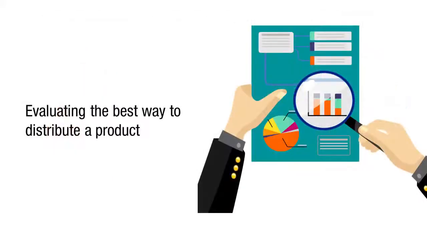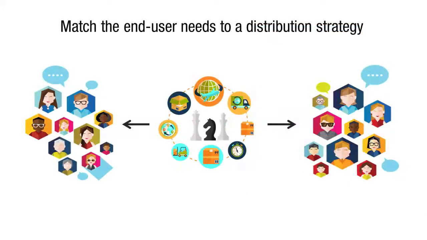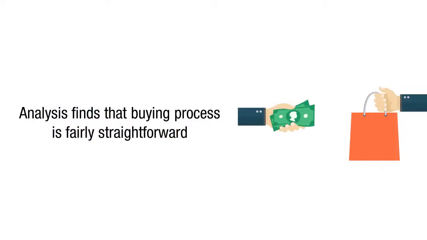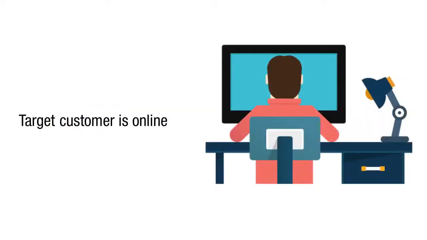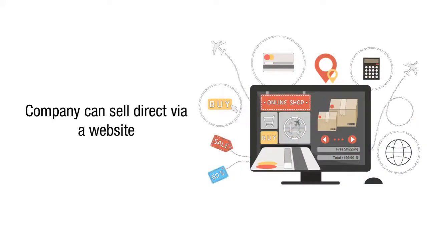When evaluating the best way to distribute a product, it is important to match the end-user needs to a distribution strategy. If the analysis finds that the buying process is fairly straightforward and the target customer is online, the company can sell direct via a website.